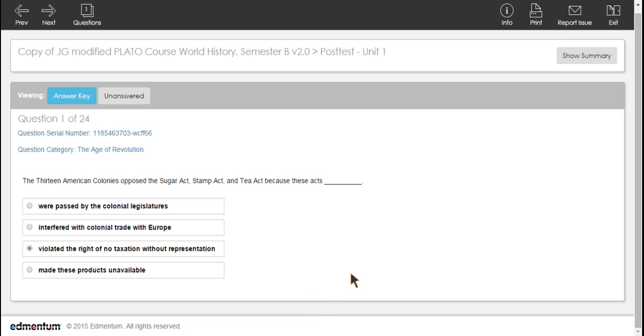The 13 American colonies opposed the Sugar Act, Stamp Act, and Tea Act because these acts were passed by the colonial legislatures, interfered with colonial trade with Europe, violated the right of no taxation without representation, or made these products unavailable. Correct answer is that it violated the right of no taxation without representation, which actually was not a right until after the US became a country. So it's kind of a trick question a little bit there.